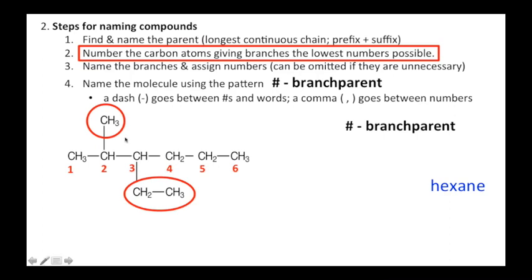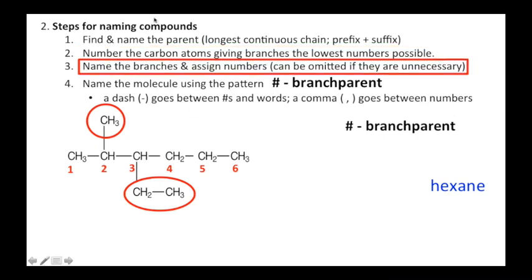Now let's name the branches. Name the branches and assign numbers. Okay. So here's a branch. Now it's got 1 carbon in it. You guys now know that a 1 carbon is a meth. And it's a branch, so it has to be YL, methyl. And this branch is attached to carbon number 2. So that branch is 2-methyl. Let's go to this branch.